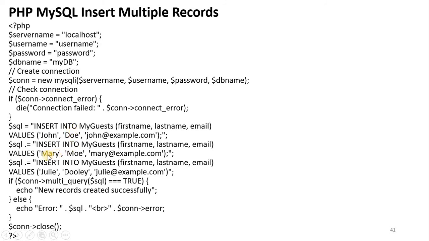Okay. So in the second insert statement I am using Mary Moe and the email ID, and then the third one. Dot equal to means we have appended the first insert statement, appended the second insert statement, and appended the third insert statement. Okay. So in this way you are going to insert multiple records into the table using PHP.